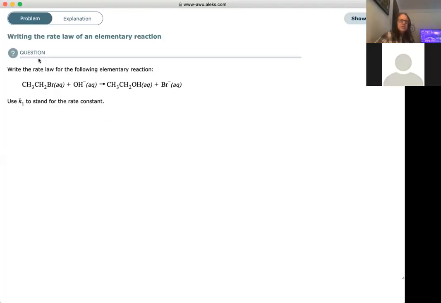what it says here is you want to write the rate law again of an elementary step. Remember, we can't write the rate law for an overall reaction just by looking at the balanced equation. You can't do that, but you can do it for an elementary step. So write the rate law for the following elementary reaction. This is ethyl bromide reacting with hydroxide. This is one of the few I've seen in the problems here where it's actually in water. It's dissolved in water. It's an aqueous reaction. So ethyl bromide plus hydroxide forms ethanol plus the bromide ion. Use K1 to stand for the rate constant. These are very easy.